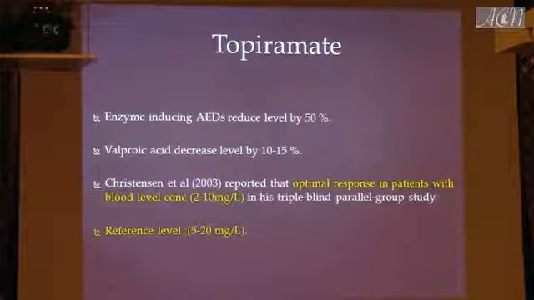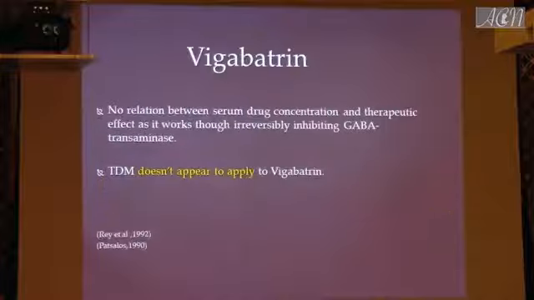Reported that optimal response in patients with a blood level concentration between 2 to 10 milligram per liter in his double-blinded parallel group study. So in case of polytherapy, you might want to use the level in this range. Vigabatrin, TDM does not apply because it has irreversible action.